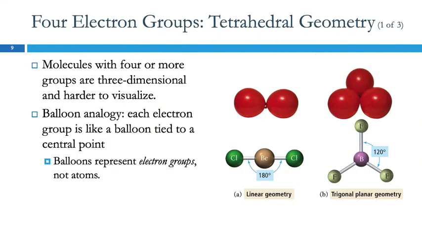So when we get into 4, things get a little harder to visualize. And here, this is for the YouTube people. I'm making balloons, but you guys don't get to see it. So here's the balloons. So linear geometry, we have 2 things getting away from each other. Trigonal planar geometry, 3 things getting away from each other. So when we're looking at these balloons, the balloon is an electron group. It's not an atom. And where they're tied together, that would be the central atom.